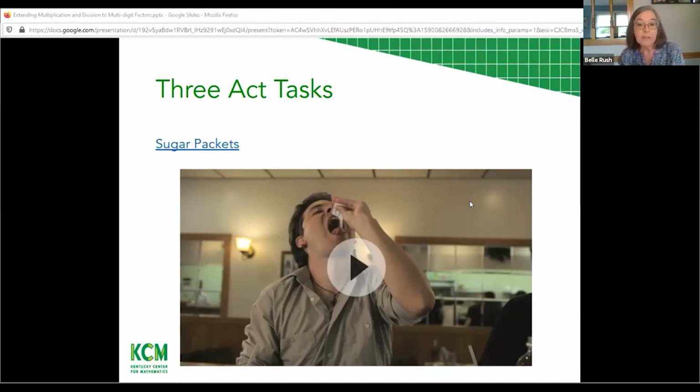In this particular one, it's called Sugar Packets. I've got the link there, but it's got this guy sitting in a diner, and he starts chugging all these sugar packets, and the people beside him are just looking on like that. But they're also slurping down their big Cokes, soft drinks. So then you ask the kids, how much sugar do you think he is consuming? What about this girl beside him? How much do you think there is in her soft drink?